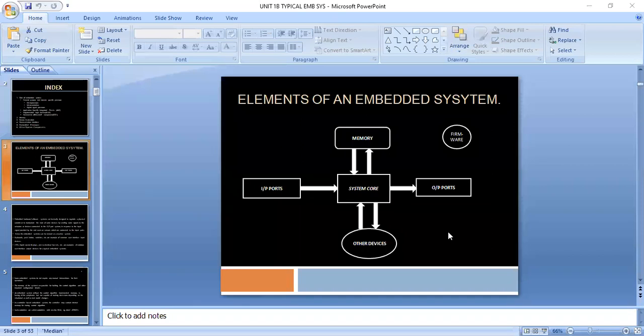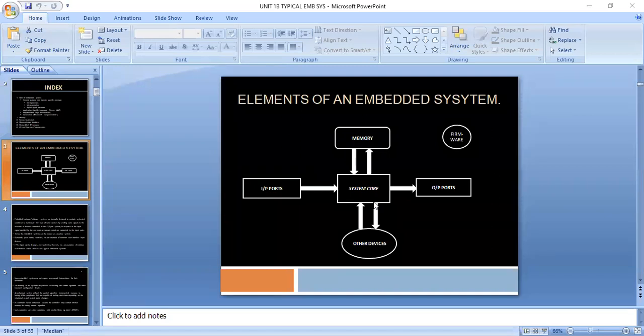Now, coming to our topic, we are in second unit. We are studying the things about embedded systems. What are the different parts of a typical embedded system? We are studying this core. What can we keep here in the place of system core, whether it is microprocessor or microcontroller or DSP or anything, right?